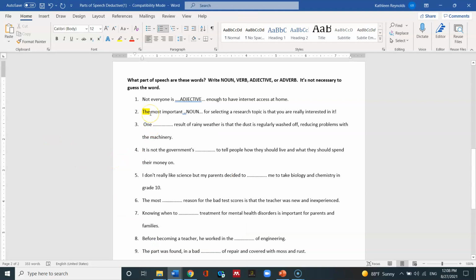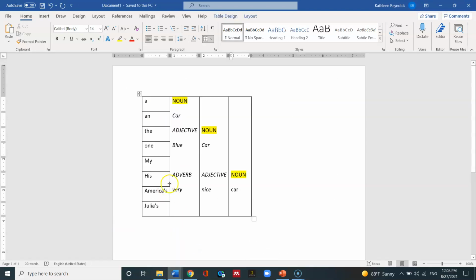So let's look back at the example in number 2. It says the most important. So here I look to see if I have a noun, and I don't. So I need to have a noun here. That means this one is an adverb and this is an adjective. It follows the third pattern here, adverb, adjective, and then noun.